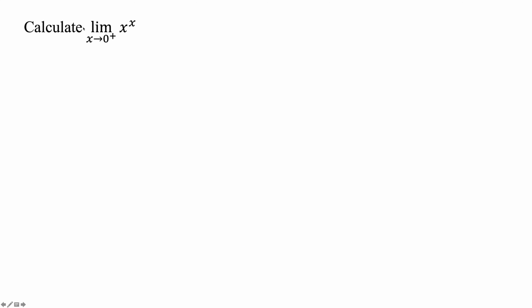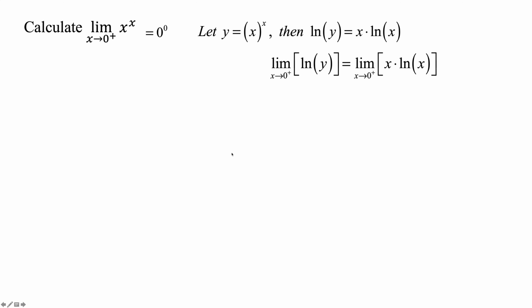All right, calculate the limit as x approaches 0 from the right of x to the x power. That's 0 to the 0. Again, take the natural log of both sides. That's going to move that x out to the front. So the limit as x approaches 0 from the right of the natural log of y, remember, we're going to have to clean this up at the end.